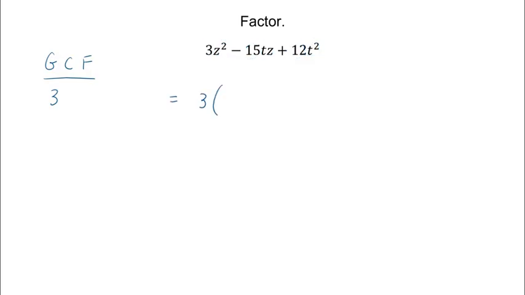So let's factor out the GCF and divide each term in the original polynomial by 3. 3z squared when divided by 3 leaves us with z squared. Minus 15tz when divided by 3 leaves us with minus 5tz. And 12t squared when divided by 3 leaves us with 4t squared.